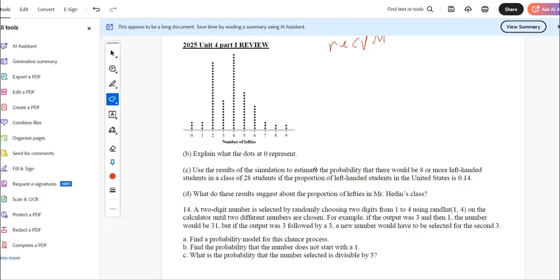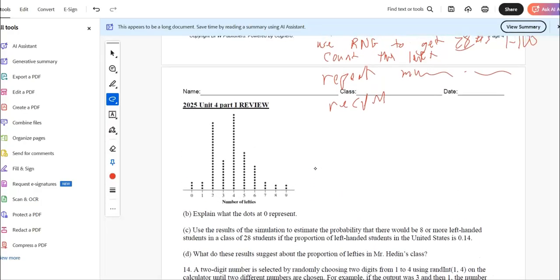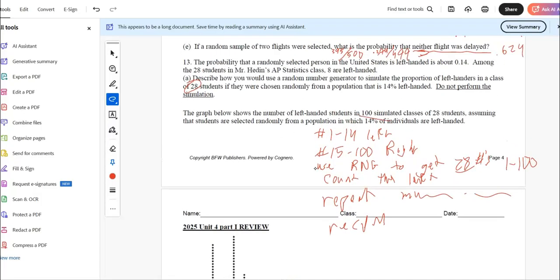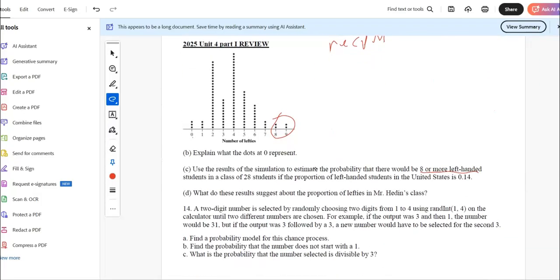The next part, it looks like they did some kind of trial here. So what does 0 represent? That means in the simulation, they picked 28 people and 0 of them were left-handed. Use the results of the simulation, that's probably the 8 or more. So 8 or more seems pretty unlikely. I think they did 100 this time. That's more what I expected. So 8 or more would be 4 out of 100, which is 4%, which is pretty unusual, right? By chance alone, there's a 4% chance of this result happening.